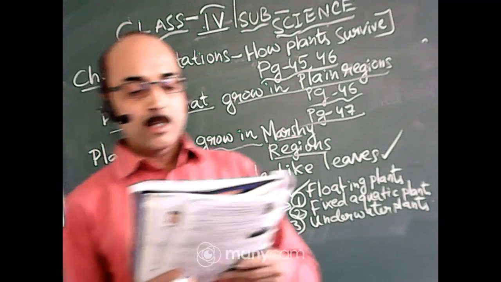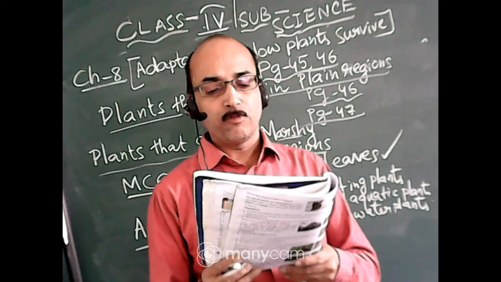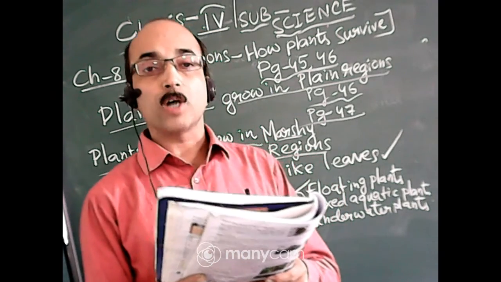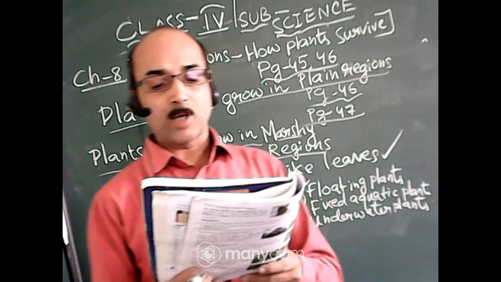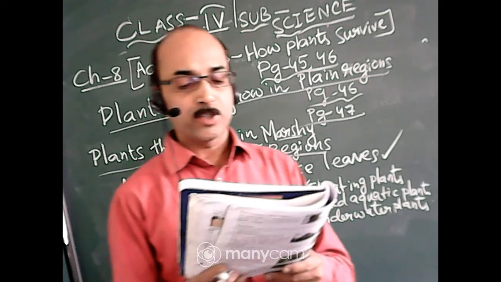Floating plants: some plants like water hyacinth, wolfia, pistia and duckweed float on water. You must note down the names of the floating plants: water hyacinth, wolfia, pistia and duckweed.